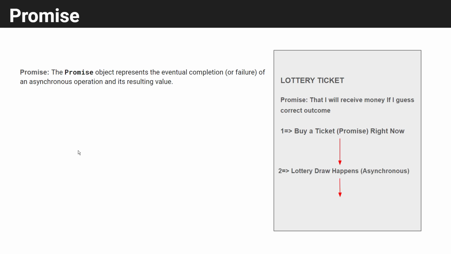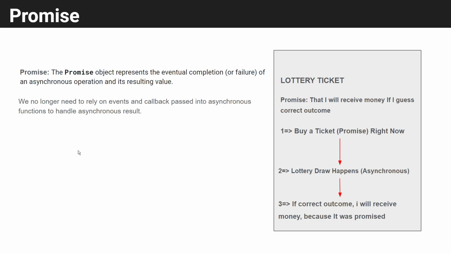Once you create that, then the lottery draw happens. It means this is asynchronous. And the third step, if the outcome is correct, I will receive the money because it was promised. We no longer need to rely on events and callbacks passed into asynchronous functions to handle asynchronous results. Instead of nesting callbacks, we can chain promises for a sequence of asynchronous operations, skipping callback hell.